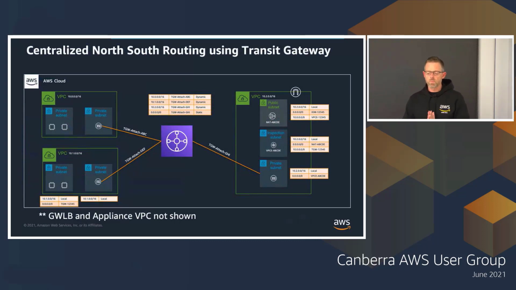So another model, if you're running multi-account or multi-VPC, is the centralized north-south routing using Transit Gateway. So in the middle here, that purple icon is a Transit Gateway. If you're not familiar with Transit Gateway, you can think of it as a cloud router. It's essentially a virtualized device that has as many route domains as you like effectively, and just routes traffic between Transit Gateway attachments based on those rules.